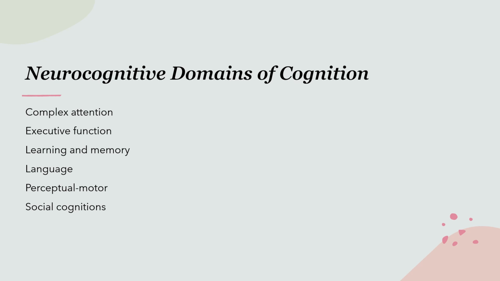All right, so now we're going to talk about some of the different domains of cognition. We have complex attention, executive function, learning and memory, language, perceptual motor, and social cognition. So starting with complex attention, this is going to be things like sustained attention, divided attention, selective attention, and processing speed. Processing speed is how long it takes you to complete the task that needs your attention.